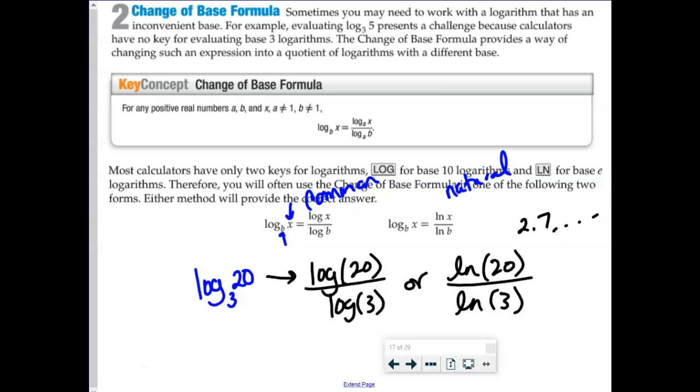On an SAT or ACT question, if you get to the point in the math where they want you to do this, choice A will be log 20 over log 3, choice B will be log of 3 over log 20, choice C will be log of 20 divided by 3. They'll manipulate the change of base formula setup, trying to trick you, because they're testing whether you actually know how change of base works.